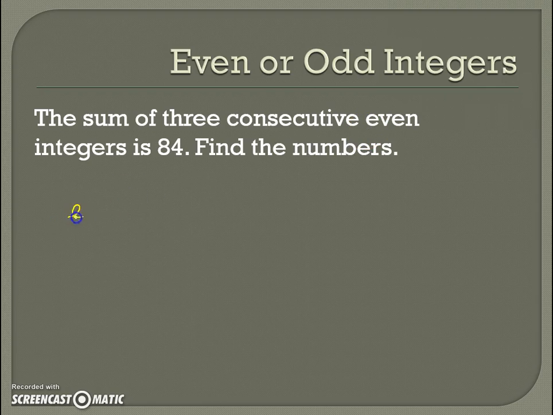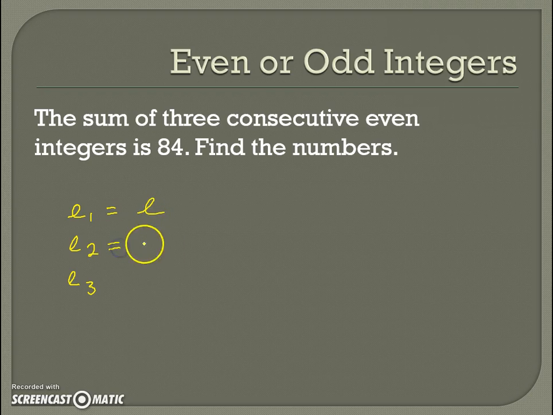Okay, so it's 3 even integers. In this case, I'm going to switch from i's to e's. E for even. It just helps me remember what it is that I'm looking at. So I have even 1, even 2, and even 3. My first even I just call e.